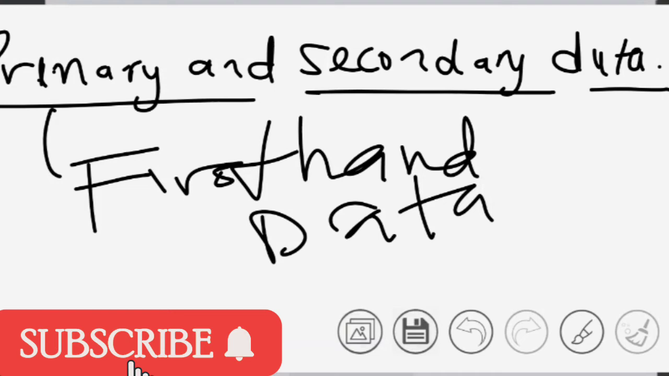The next one is called observation. I could just go to a scene where an incident has just happened and observe what has happened so far. By so doing, I am collecting first-hand information because I am doing that by means of what? By means of observation.